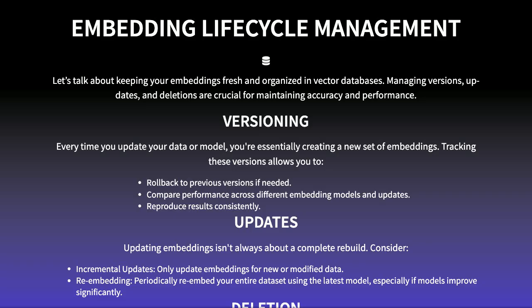Then we have updates. Sometimes you want to do a full rebuild with the latest model, but often incremental updates are better, only updating what's changed. Finally, deleting old or irrelevant embeddings is super important. It prevents our databases from growing endlessly and keeps search speed snappy. We usually archive older versions and set up a regular process for purging data that's no longer needed.